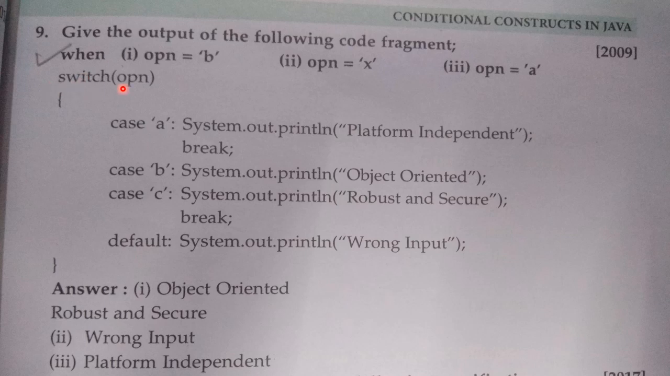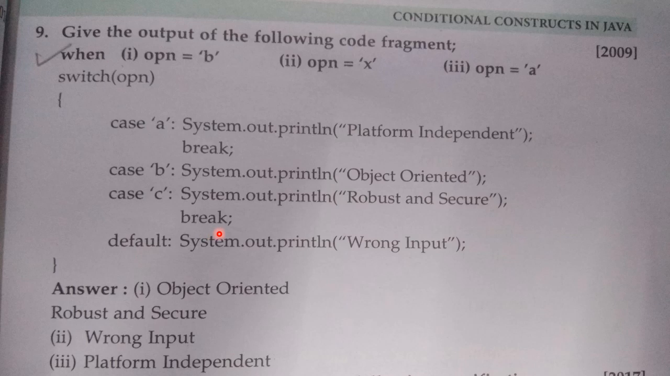So by using switch, this is the variable OPN in which we will store the values. First question, if OPN stores the value B, now you come to case B. Obviously it will print object oriented, but in case B there is no break statement. So this is the case of fall through. It will also print what is given in the next statement, system.out.println robust and secure.